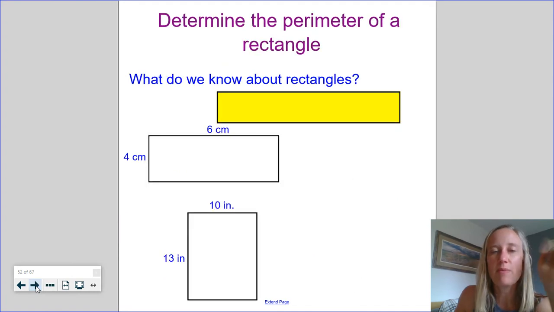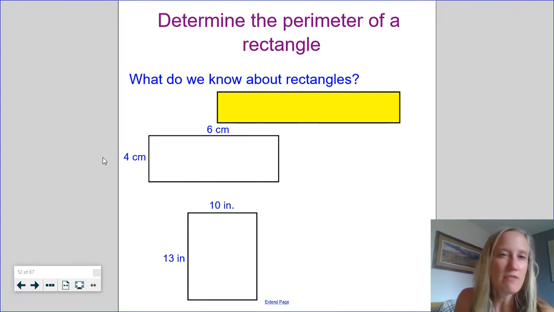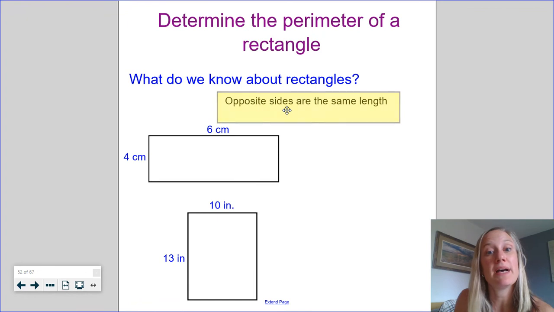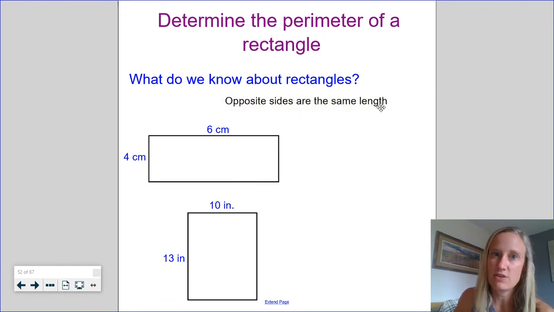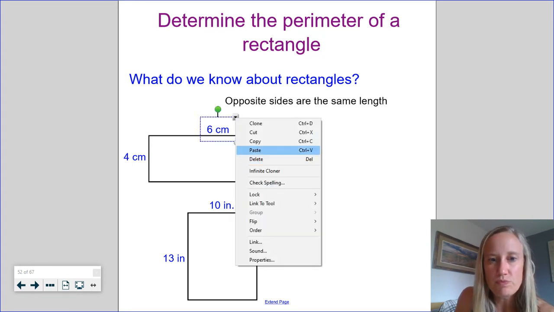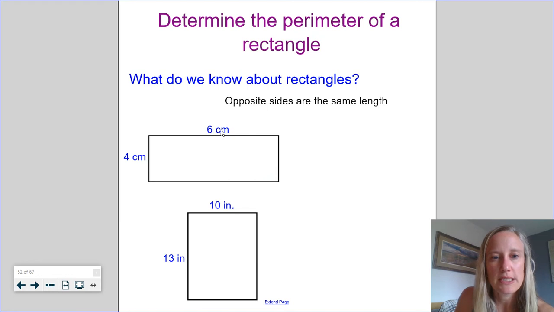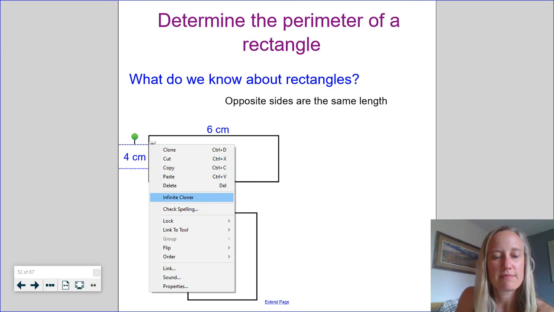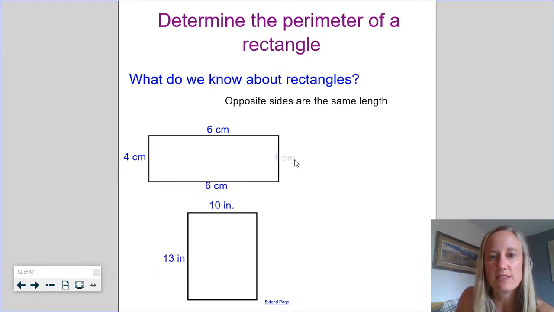Okay, how about rectangles? What do we know about rectangles? Do they have all 4 sides the same length? No, they don't. But we know that opposite sides are the same length. So we know if this rectangle has a width of 4 and a length of 6, that this side is also 6 and this side is also 4, right? So let me just clone it. So if this is 6, then this is 6, correct? And if this is 4, then this is 4.